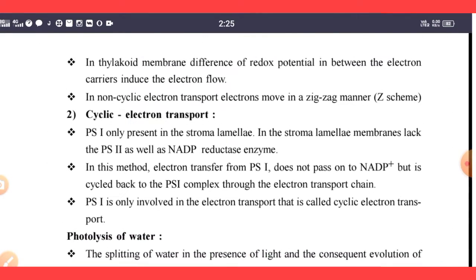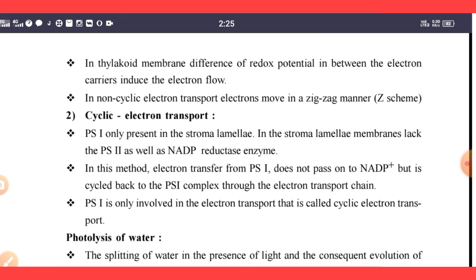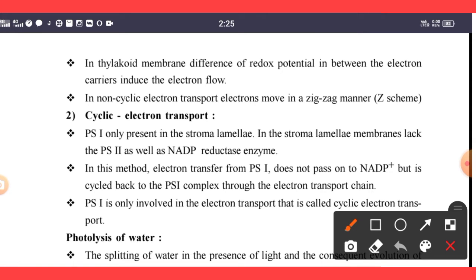Now here what happens in the thylakoid membrane: differences of potentials between the electron carriers induce the electron flow to the different electron acceptors. So in non-cyclic electron transport, electrons move in a zigzag manner, hence it is called the Z scheme.